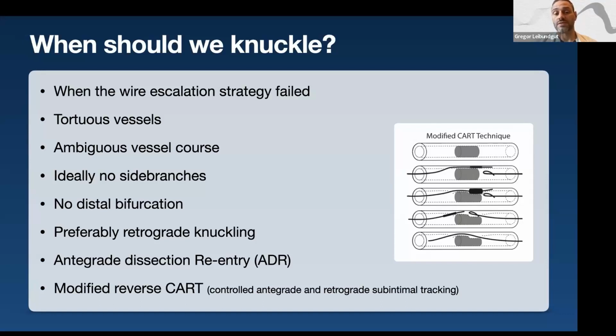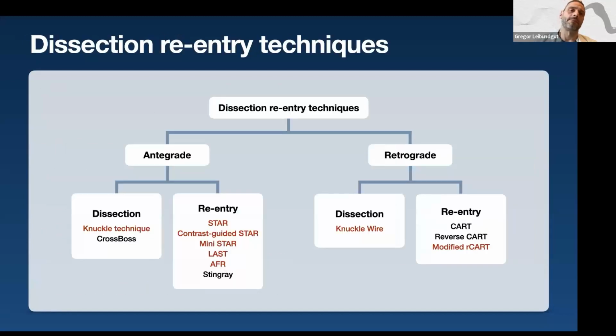Preferably you do retrograde knuckles in modified CART, because you're not propagating the subintimal dissection plane, and also usually because it's filled from distal with lower blood pressure, you don't end up with large subintimal hematomas. Then antegrade dissection reentry, if it's wire-based, is basically equal to knuckling, and then again modified CART.